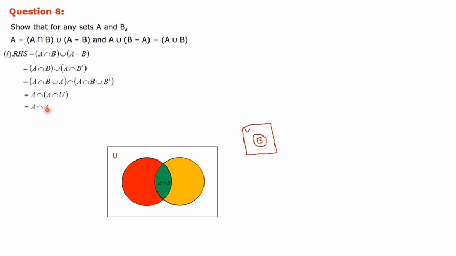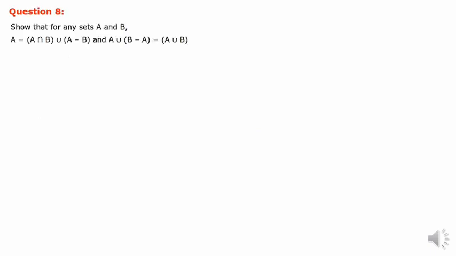A intersection A means same sets, elements which are common to the same set itself. So A intersection A is clearly A. A intersection A is equal to A. That is our LHS, and that is how we have proved the first statement. Next we shall discuss the second part of question number 8. The second part is A union (B minus A) is equal to A union B. That is what we have to prove.